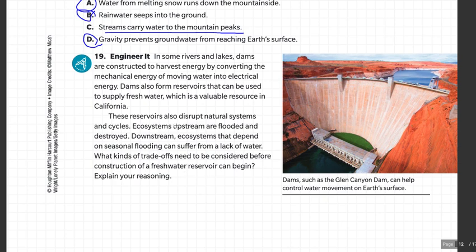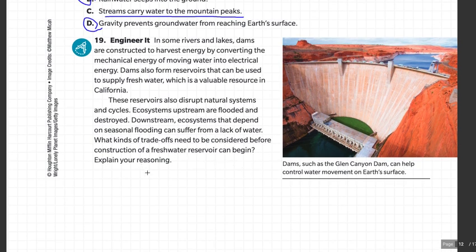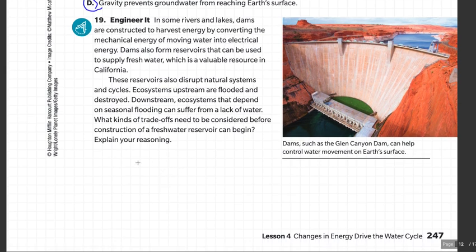These reservoirs also disrupt natural systems and cycles. Ecosystems upstream are flooded and destroyed. Downstream ecosystems that depend on seasonal flooding can suffer from lack of water. What kind of trade-offs need to be considered before constructing a freshwater reservoir can begin? This is up to you to decide, but there are a lot of trade-offs.